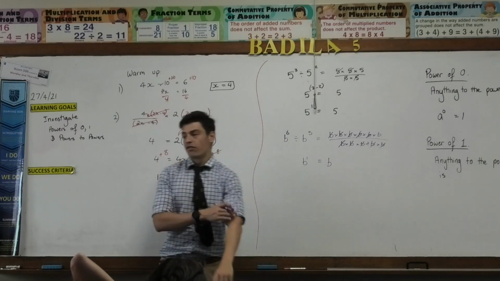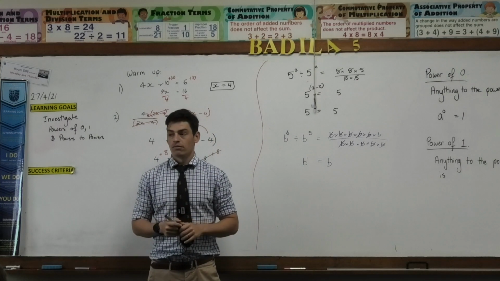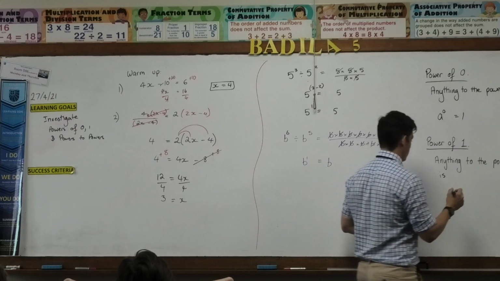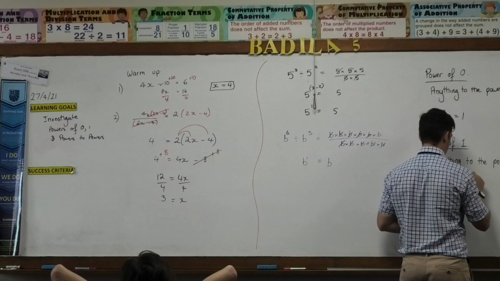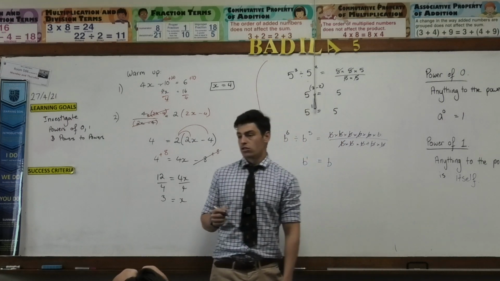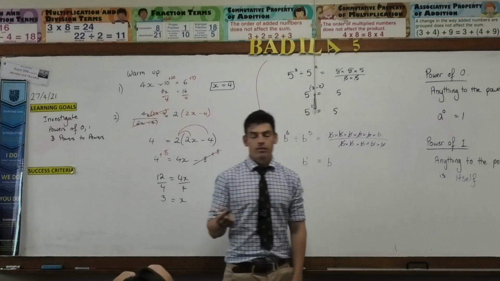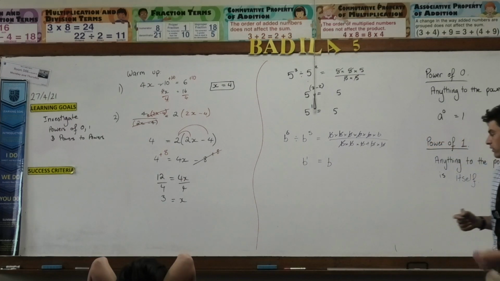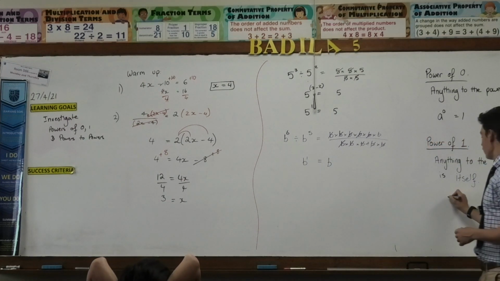So anything to the power of 1 is itself. So all our other index laws have had a to the power of something. So what should this be? What should the law look like? A to the power of 1 equals A. Very good.